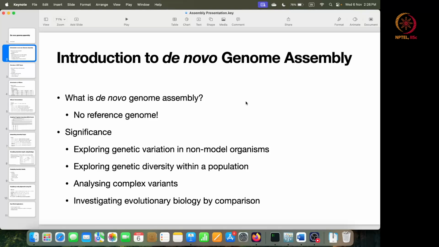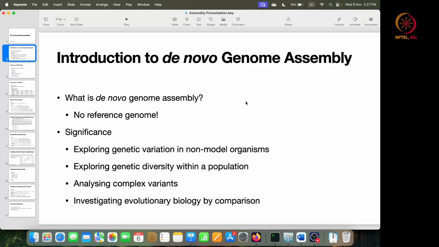Now, what do we mean by a reference genome? A reference genome is simply a set of high quality sequences which are known to exist in the DNA of a model organism. When comparing alignments of reads to these high quality sequences, we are able to identify differences based on our certainty that the high quality sequences are correct.